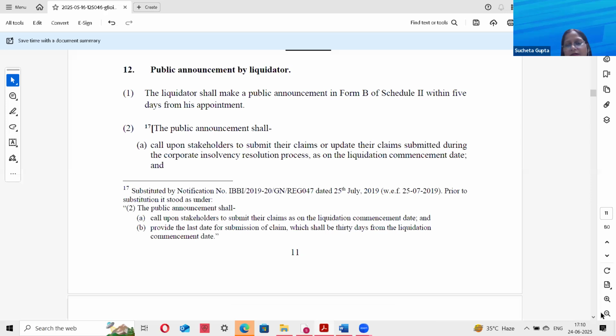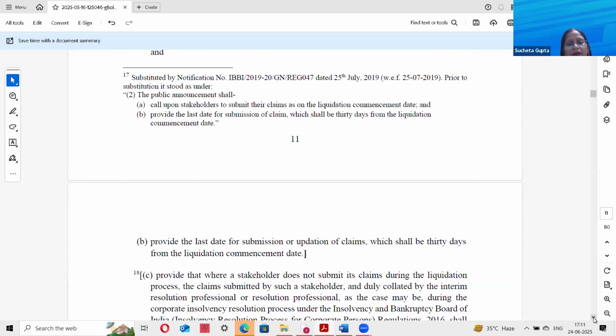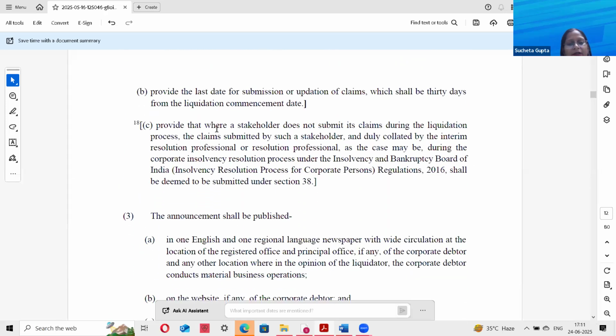So 5 days is given for the public announcement, provided that where the stakeholder does not submit its claim during the liquidation process, the claim submitted by such a stakeholder and duly collected by the IRP or RP, as the case may be, during the CIRP process shall be deemed to be submitted under section 38.